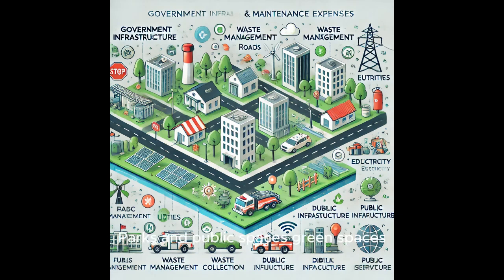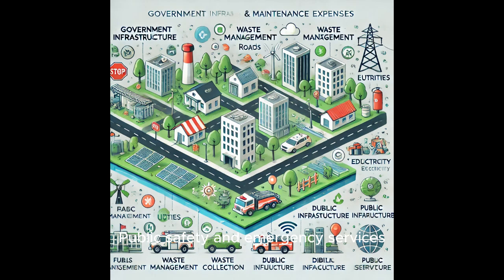Parks and public spaces. Green spaces and recreational areas require upkeep for community enjoyment. Key responsibilities include landscaping and lawn maintenance, tree trimming and replanting programs, repairing park equipment such as benches and playgrounds, maintaining public restrooms, servicing recreational facilities, including pools, gyms, and sports fields.